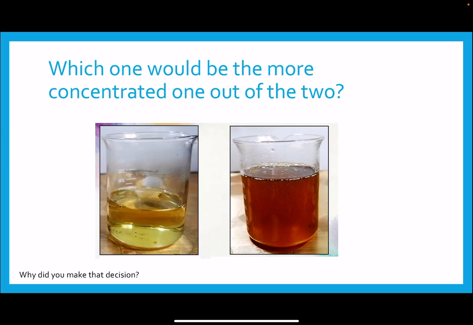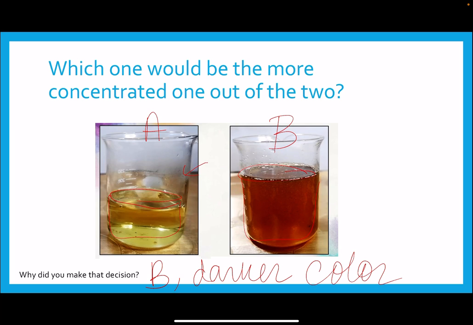Now, which one would be the more concentrated one out of the two? So we have solution A and solution B. We would see that B would be the more concentrated because it has a darker color. This is just iced tea powder that we were dissolving. That's why you see a little bit of condensation on the glass here, because we were just seeing which ones dissolved faster. So the darker color would be an indicator of a more concentrated solution.